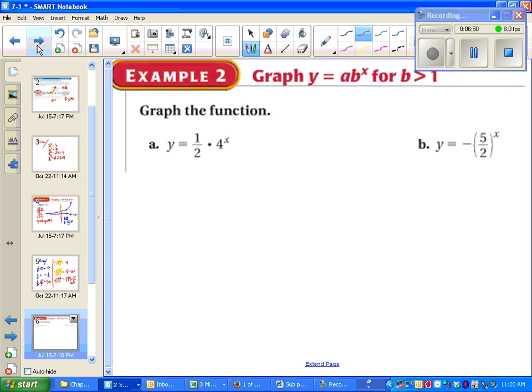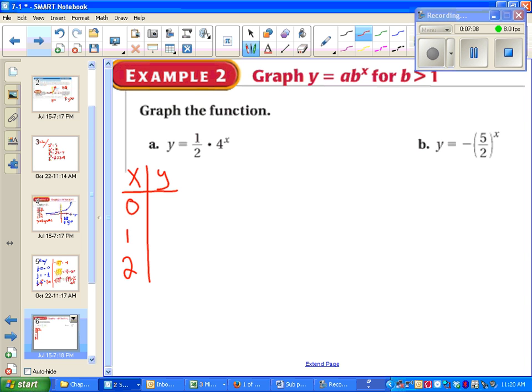So we're graphing 2 more functions. Neither of these have a shift. A shift would look like something like this, remember. So both of these are parent functions. So we can start with our table. And as before, the easy numbers to plug in are 0, 1, and 2.